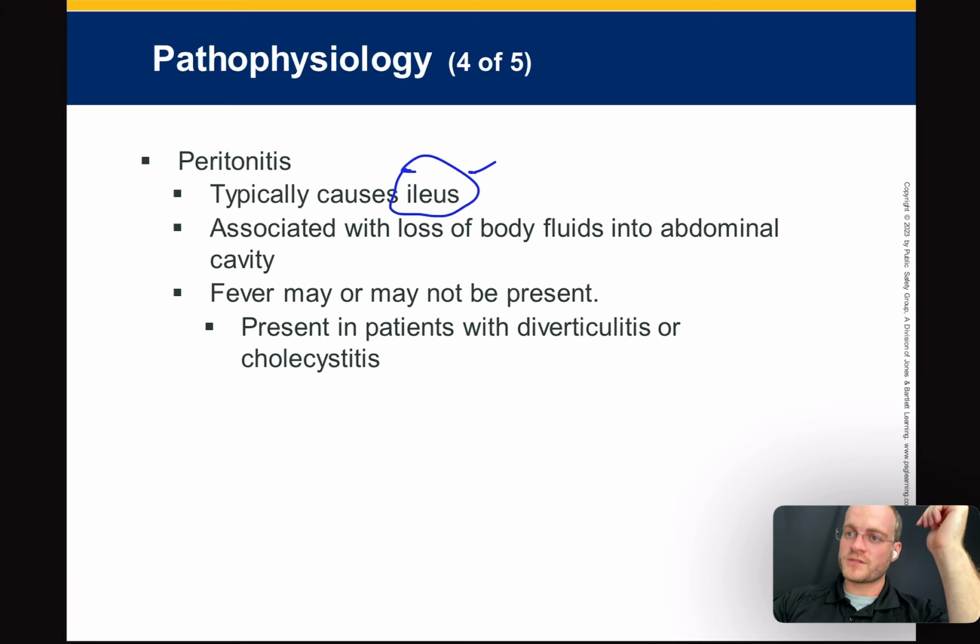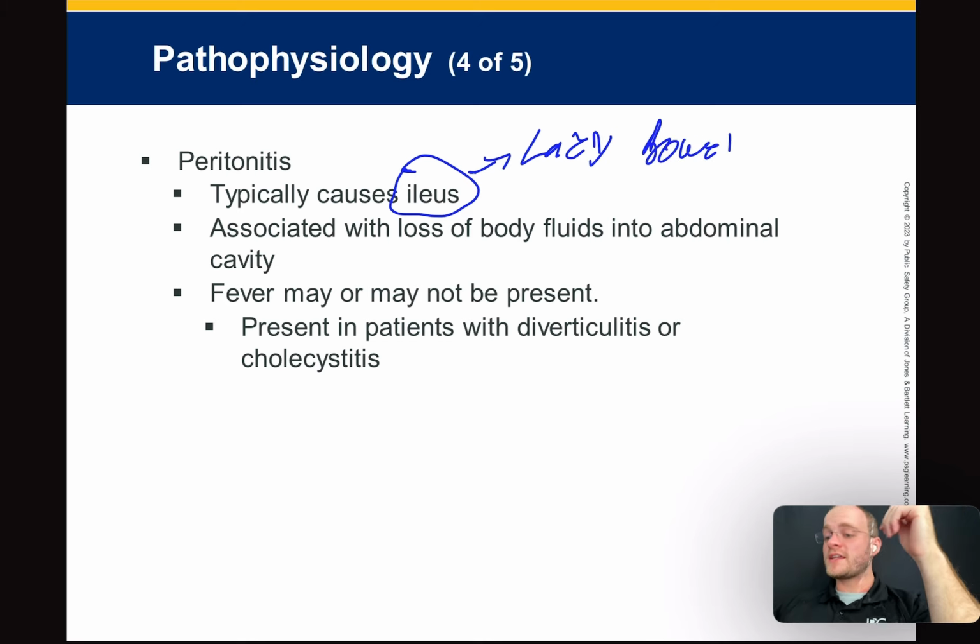Now, peritonitis can also create something called ileus, and ileus means lazy bowel. When the bowels get lazy, they don't move. So an ileus means a bowel that has stopped moving or slowed its moving for whatever reason.